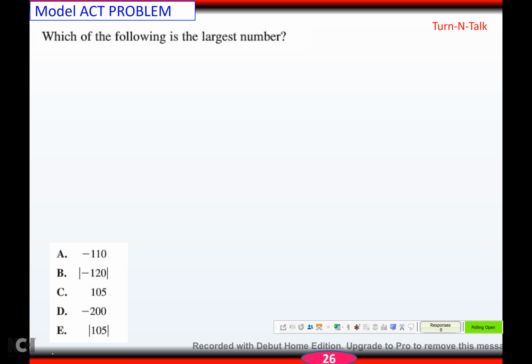And try this one. Hit pause. Come back when you're ready. And the largest number. Well, this is negative. The absolute value is positive 120, which is bigger than that, which is bigger than a negative. That's 105, and it's bigger than that. So 120 would be the biggest.